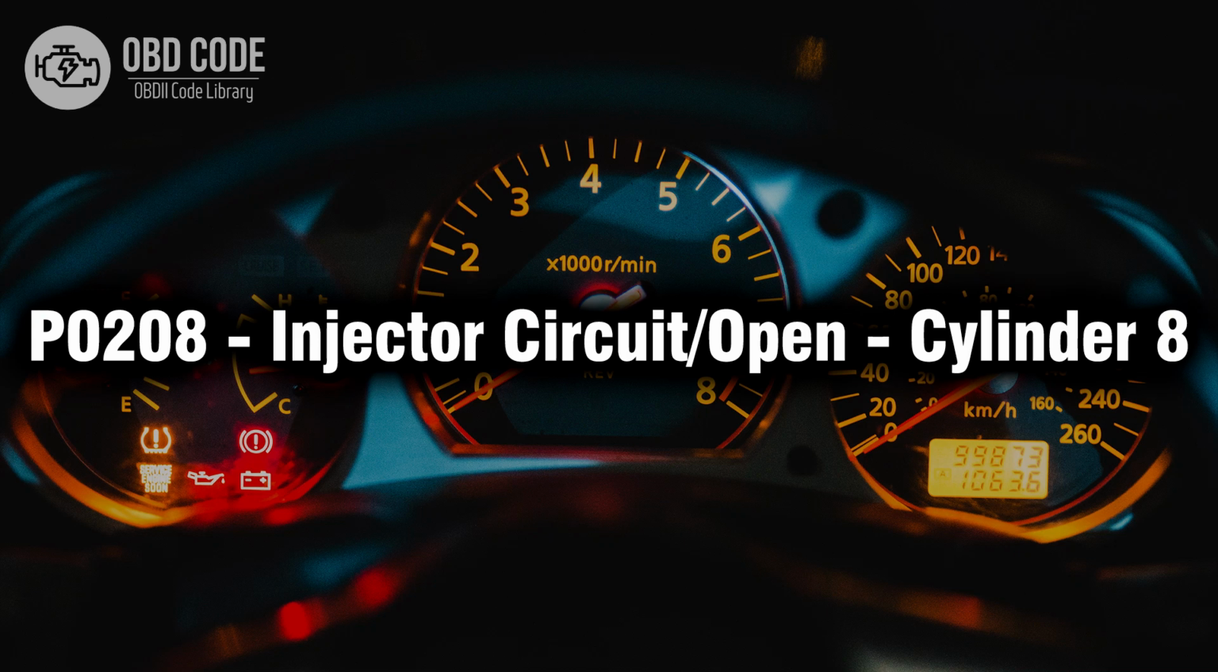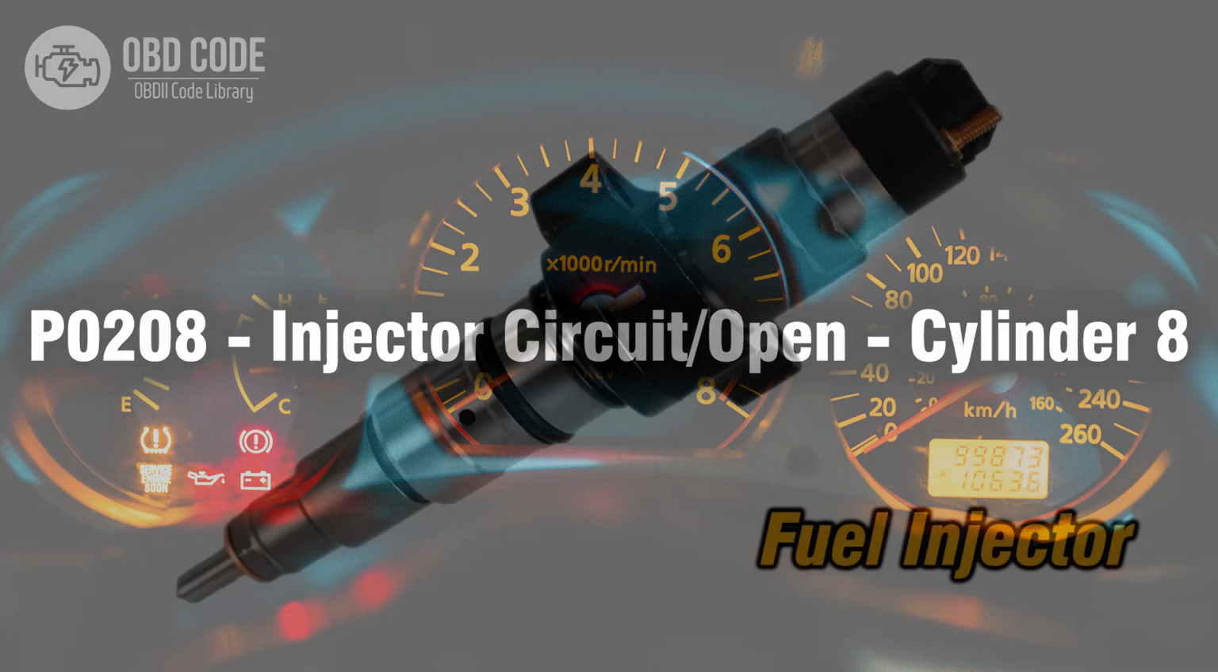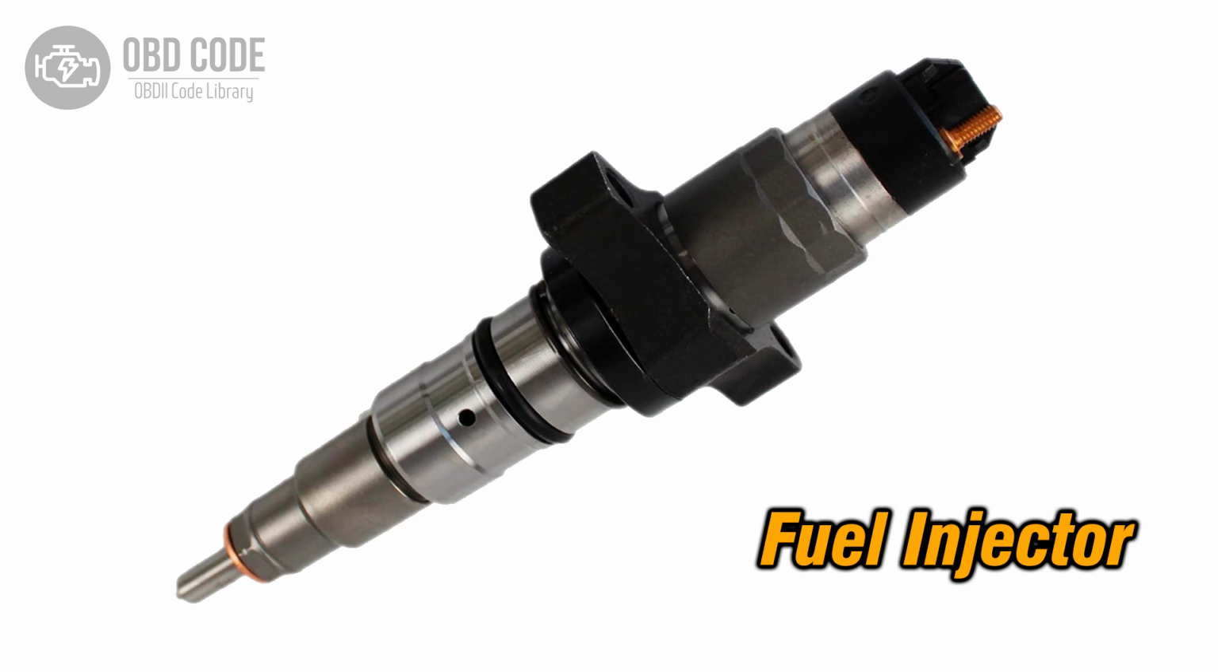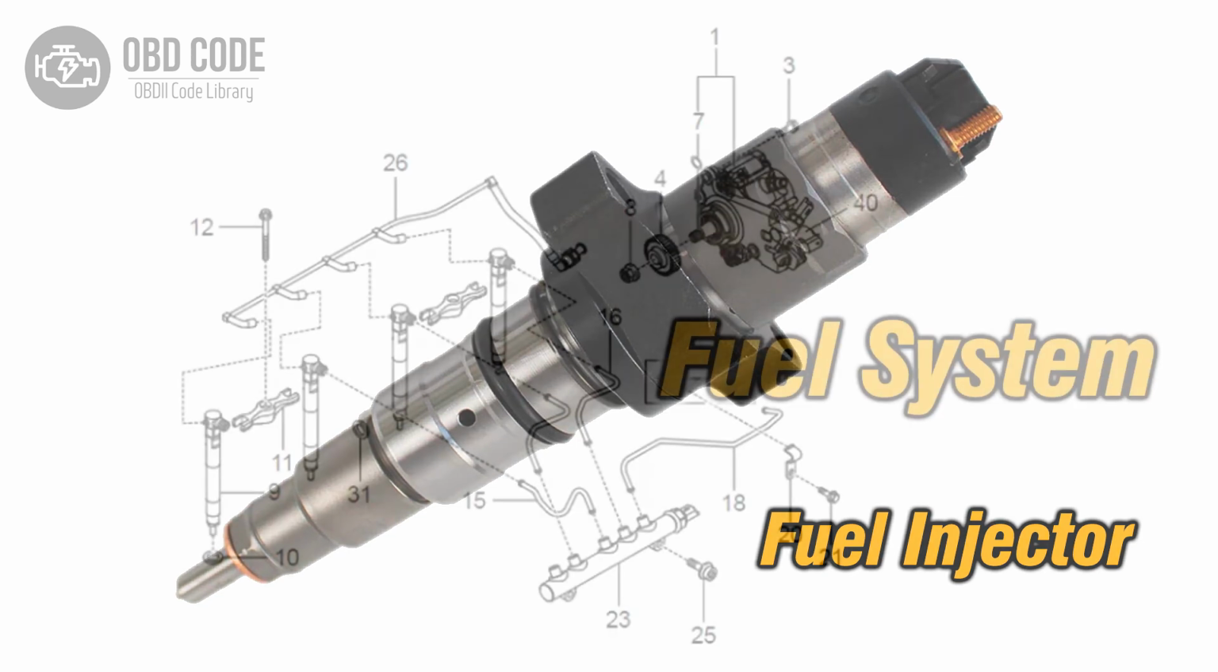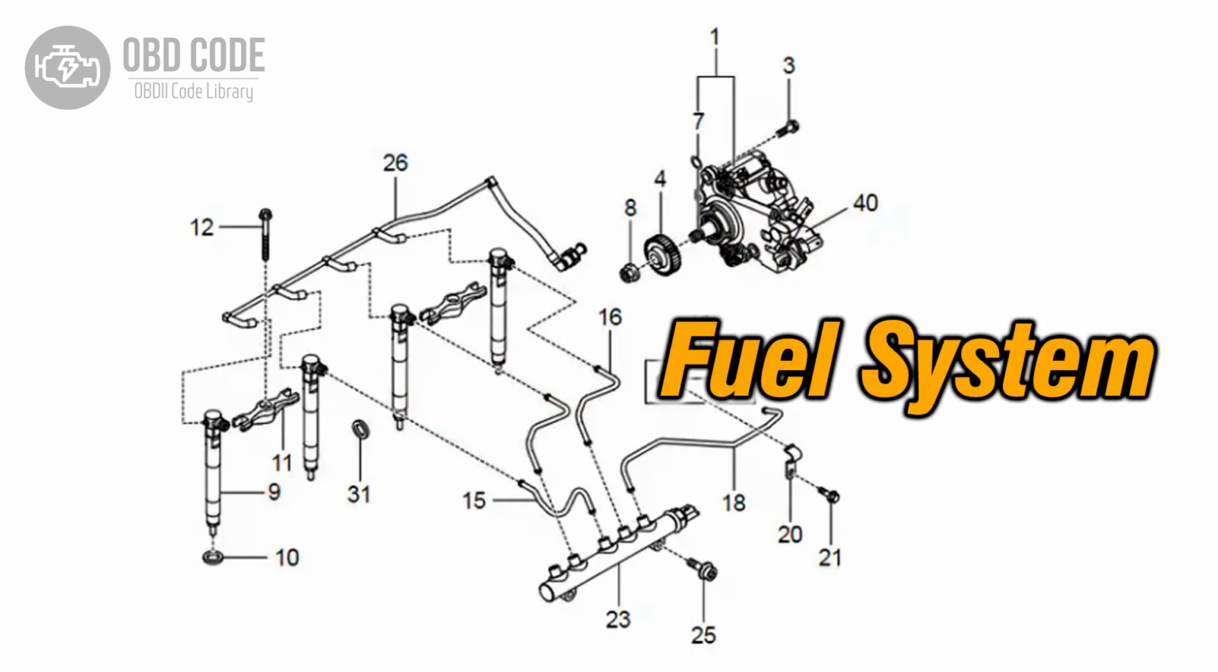Welcome. In this video we will talk about code P0208, its symptoms, causes and possible solutions. The P0208 trouble code indicates an open electrical circuit in the fuel injector for cylinder 8. This code typically points to issues related to the fuel injector circuit for the 8th cylinder, leading to an open circuit and potential fuel delivery problems.